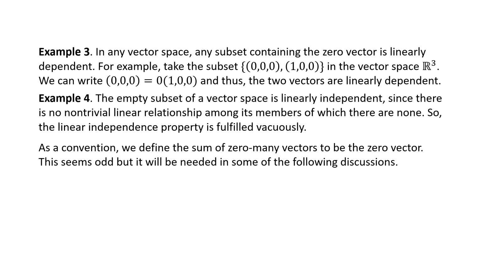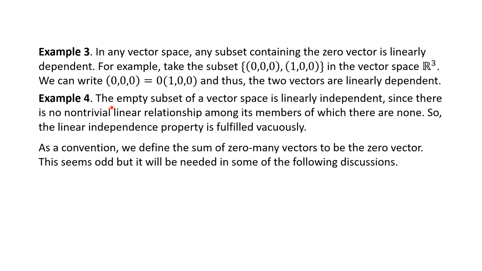We have a few more examples here. Example number 3: in any vector space, any subset containing the 0 vector is dependent. So for example, for the subset {(0, 0, 0), (1, 0, 0)} in the vector space R3, we can write (0, 0, 0) = 0 times (1, 0, 0), and thus the 2 vectors are linearly dependent.